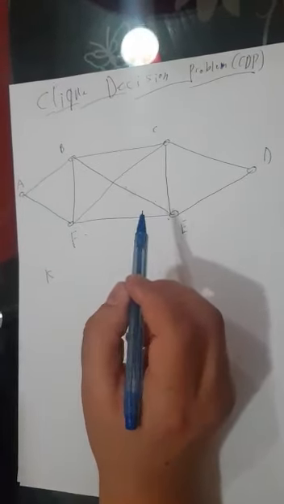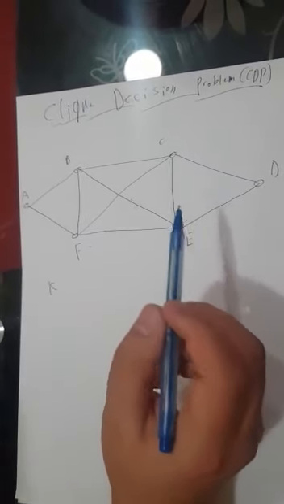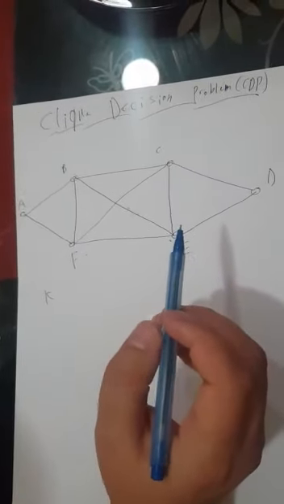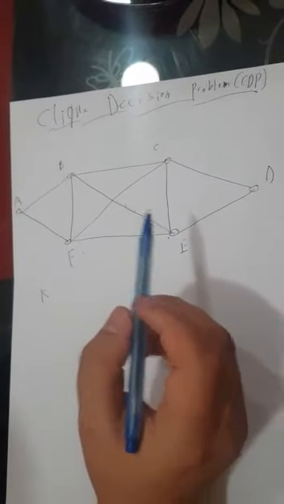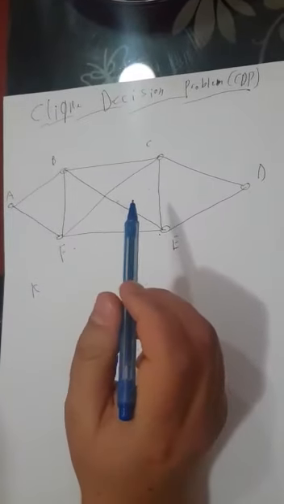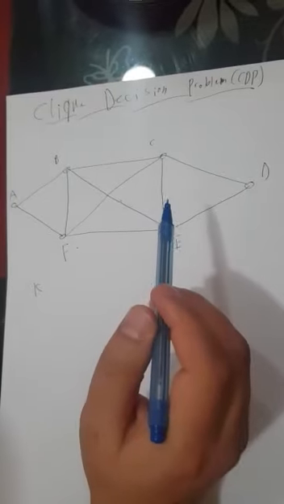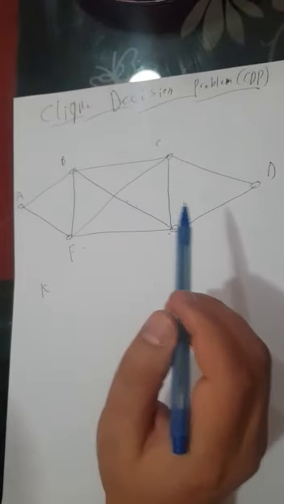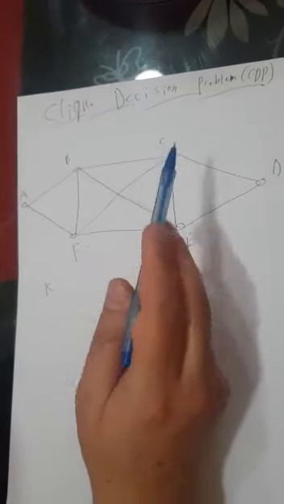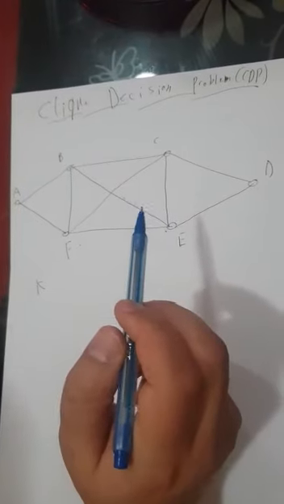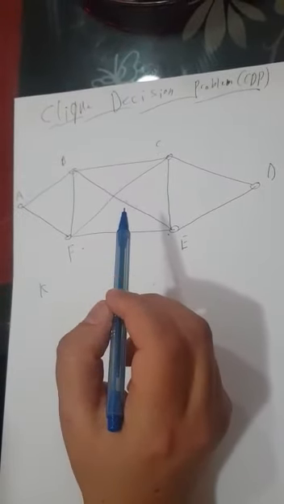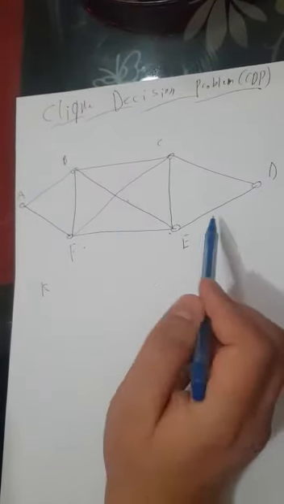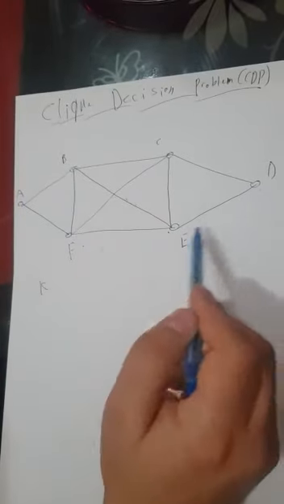Now, as I said before, I want to prove that the Clique Decision Problem (CDP) is NP-complete. In fact, to prove it, first of all, we must prove CDP is in NP, and then we must prove it is NP-hard. First, let's prove it is in NP. So by looking at that graph, we have A, B, C, D, E, F.